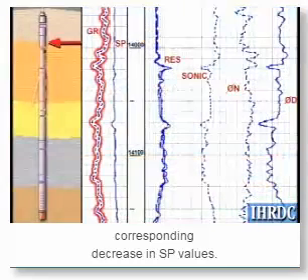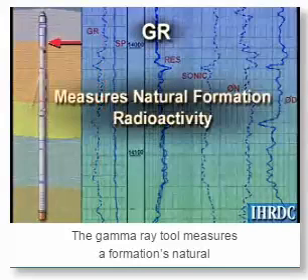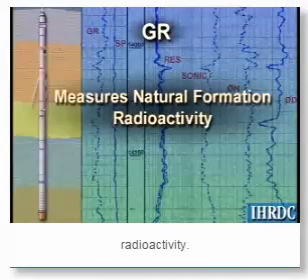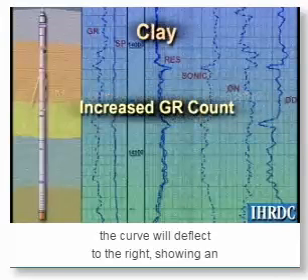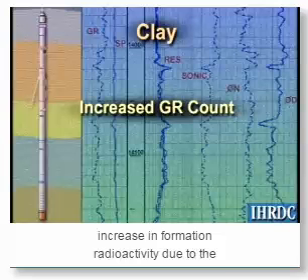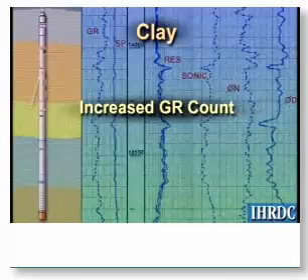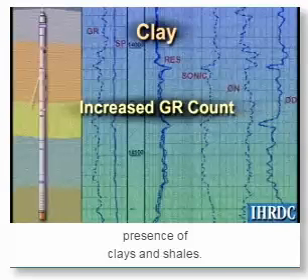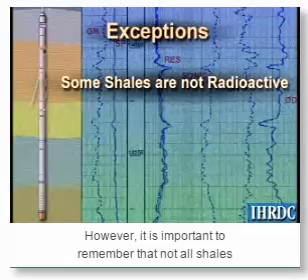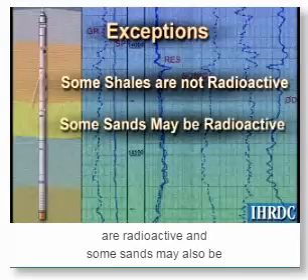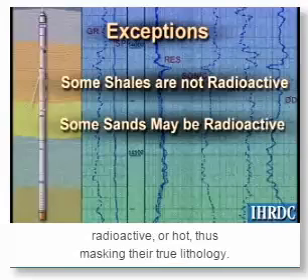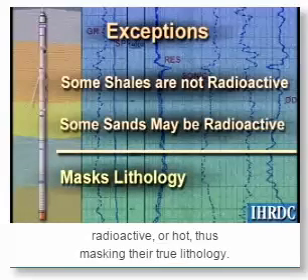The gamma ray tool measures a formation's natural radioactivity. We can characterize gamma ray response by saying that the curve will deflect to the right, showing an increase in formation radioactivity due to the presence of clays and shales. However, it is important to remember that not all shales are radioactive, and some sands may also be radioactive, or hot, thus masking their true lithology.